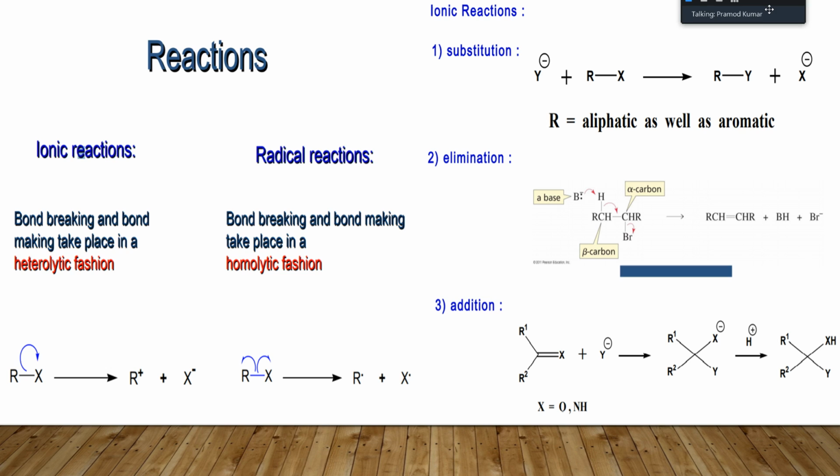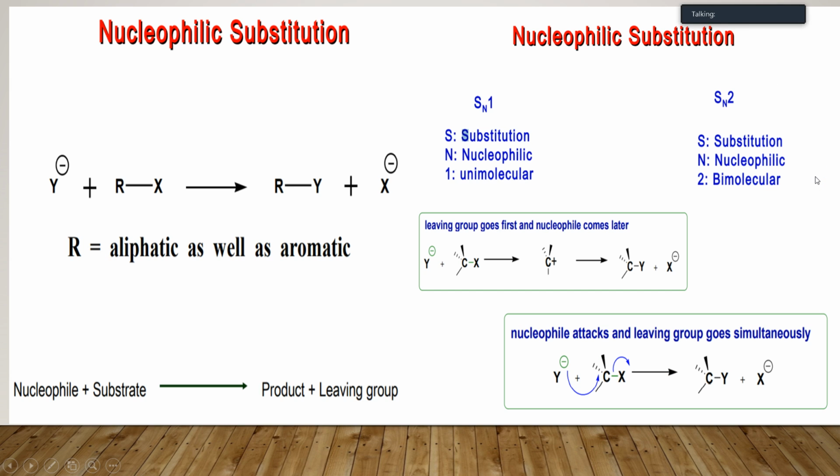Now let's go for the nucleophilic substitution reaction. In a nucleophilic substitution, there should be a substrate and there should be a nucleophile. This nucleophile attacks the substrate with the loss of the leaving group, and the nucleophile replaces the leaving group. So this is known as nucleophilic substitution reaction. You have a nucleophile, substrate, product and a leaving group. This is the overall basic idea of nucleophilic substitution.